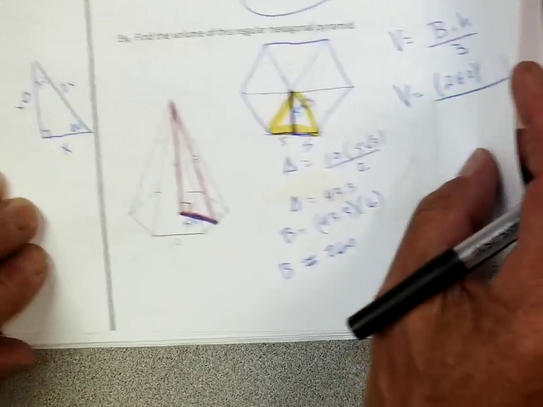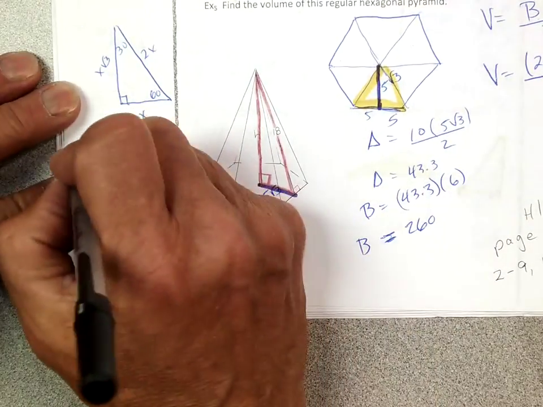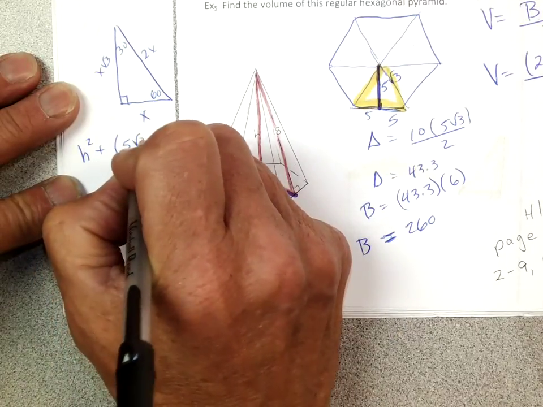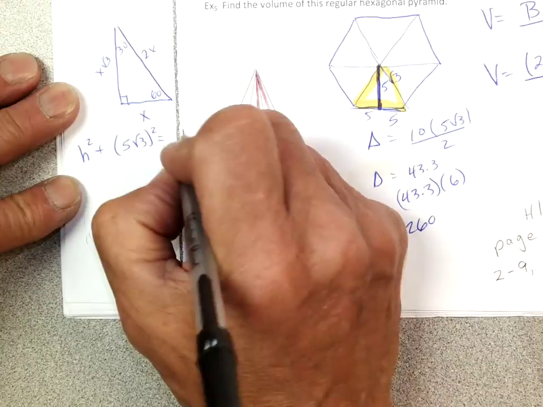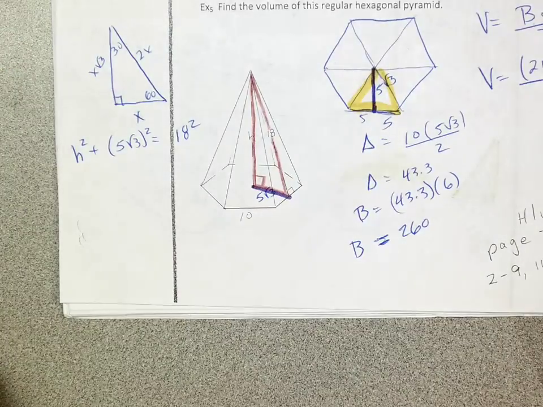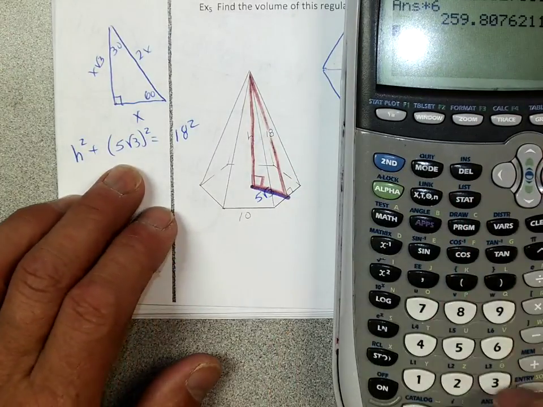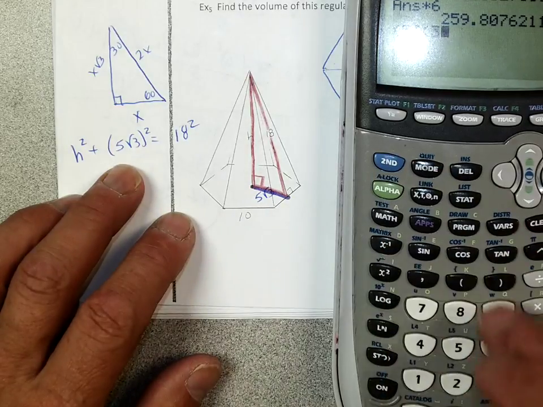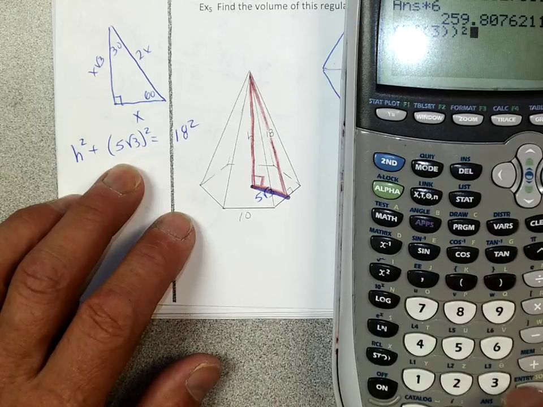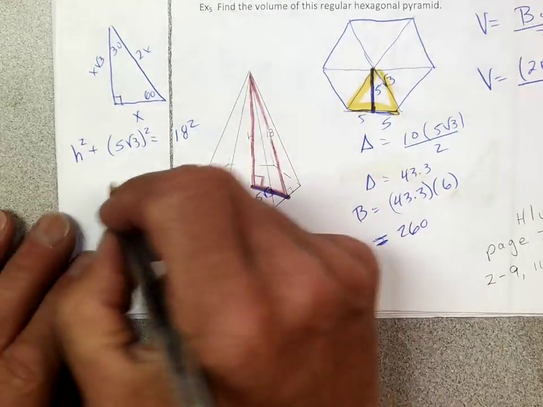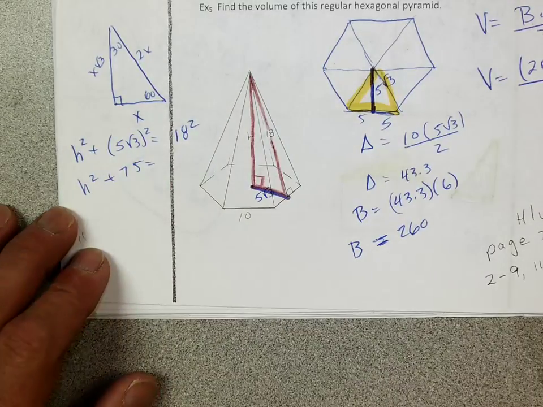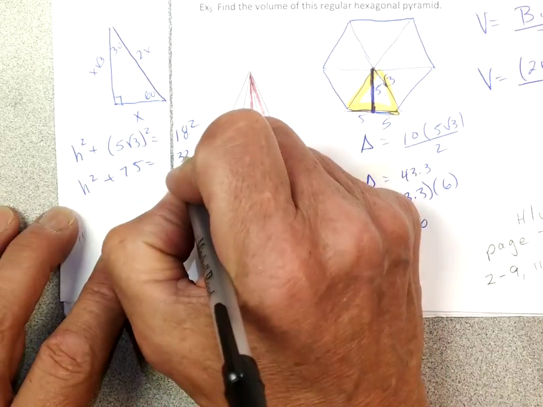So a little side work here. I'm going to go, all right, h squared plus 5 square roots of 3 squared equals 18 squared. All right, so what is 5 square roots of 3 squared? I don't know. I'm going to tell you in a second. 5 square roots of 3 squared turns out to be 75. H squared plus 75 equals, I don't know, what's 18 squared? Megan's going to tell me before I even get it, huh? I got 324. 324, okay.